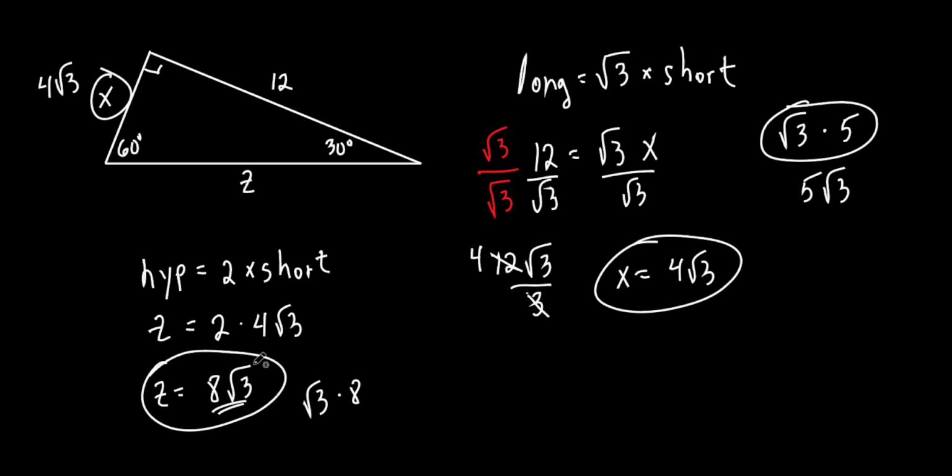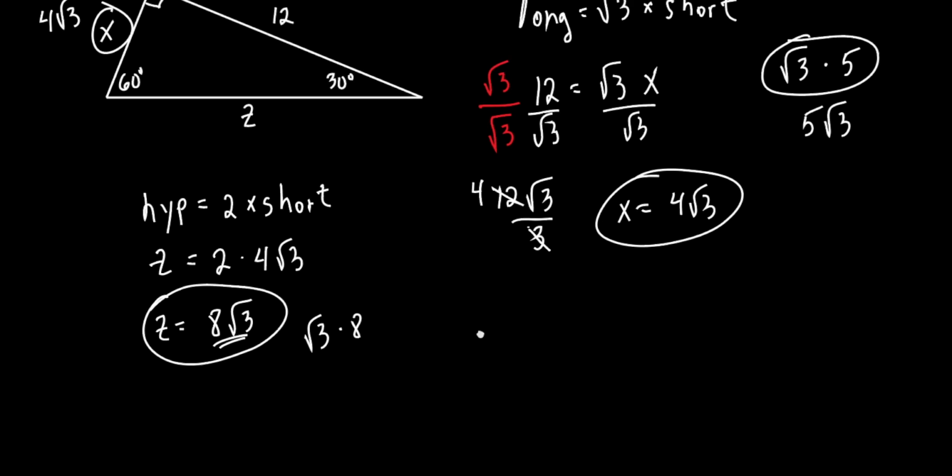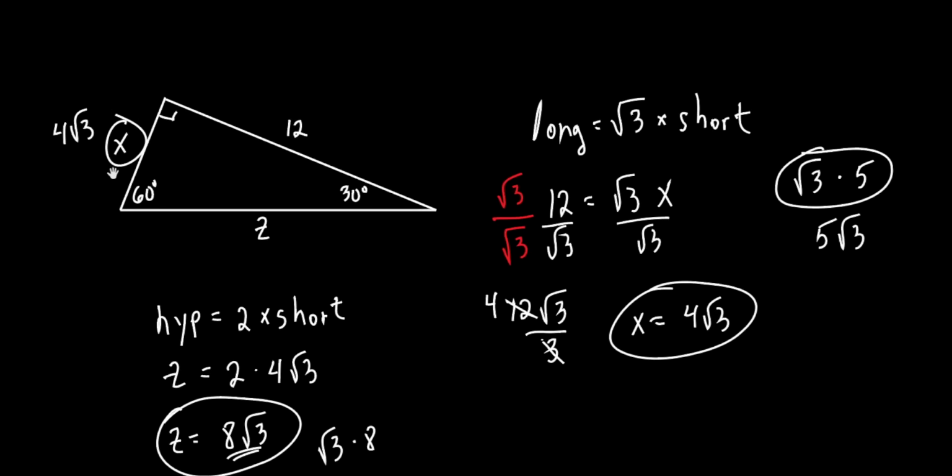Make sense? All right, let's do another one. Let me make sure I cover everything. That was the only example they gave for 30, 60, 90, and that's probably the hardest version. When they don't give you the short side, that's usually the hardest version of these problems. When they give you the short side, it's super easy to find the other 2. How do you find the hypotenuse? Just multiply by 2. How do you find the longer side? Just multiply by the square root of 3. But when they don't give you the short side, that's where you have to do all this stuff.